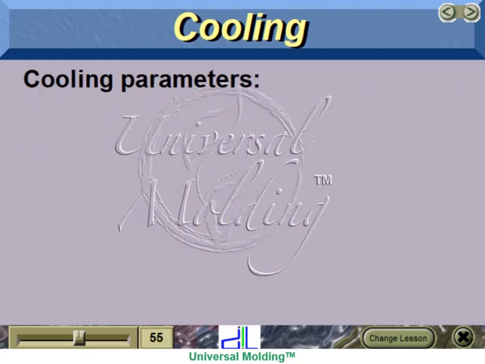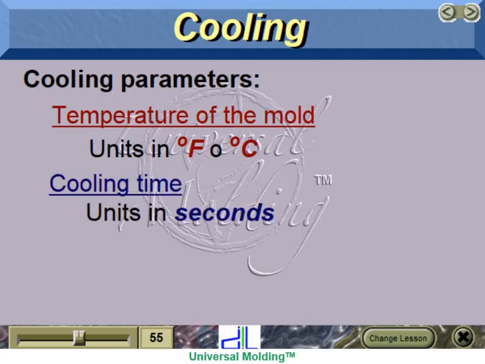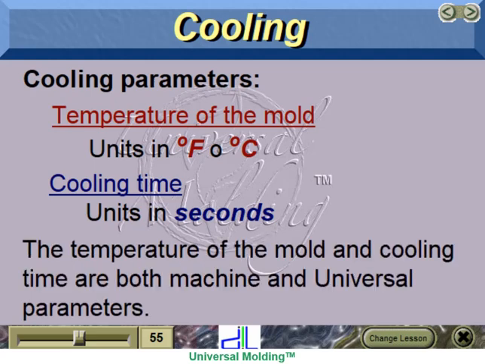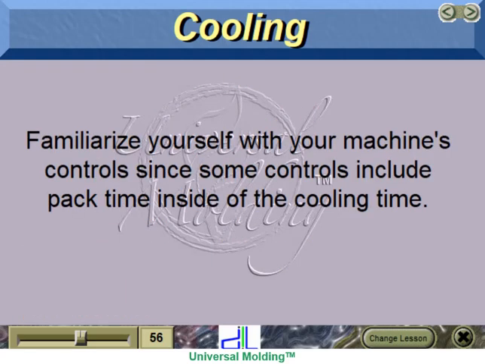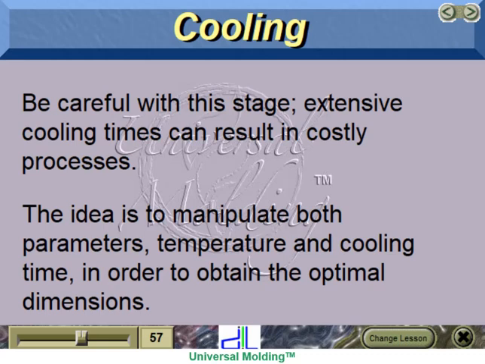Cooling parameters. Temperature of the mold, units in degrees Fahrenheit or degrees Celsius. Cooling time, units in seconds. The temperature of the mold and cooling time are both machine and universal parameters. Familiarize yourself with your machine's controls, since some controls include pack time inside of the cooling time. Be careful with this stage. Extensive cooling times can result in costly processes. The idea is to manipulate both parameters, temperature and cooling time, in order to obtain the optimal dimensions.